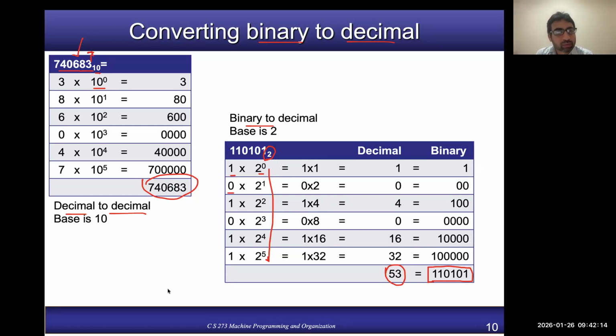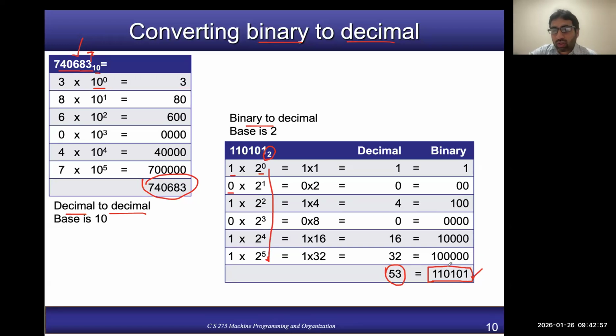So let me know when you are done. Convert 53, which is a decimal number, into the binary form using repeated division. Okay, so you found exactly this number, right? You got 11010. Yeah. Okay.